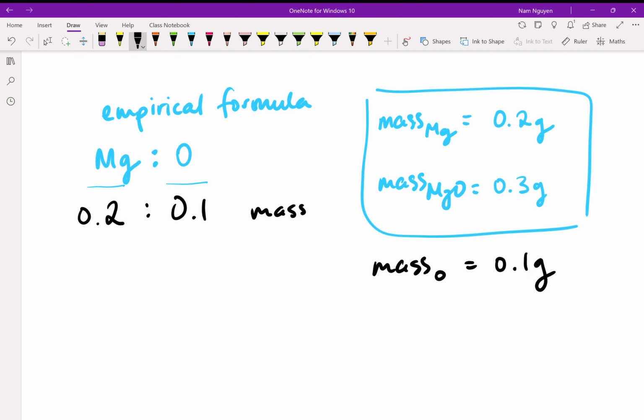How do we do that? Well, n equals m over big M tells us that to find the number of moles, and we know mass, we need to divide by molar mass. So Mg divided by 24.31.